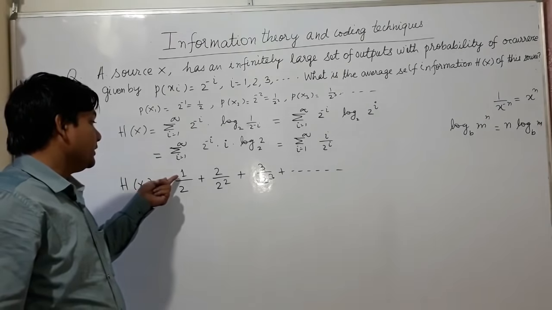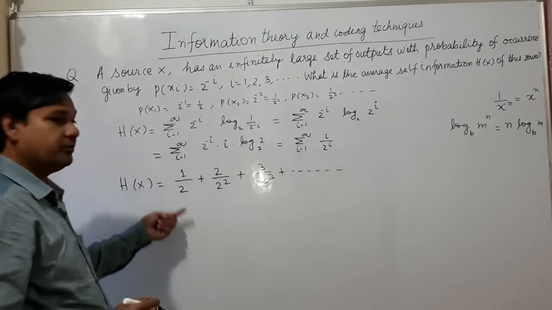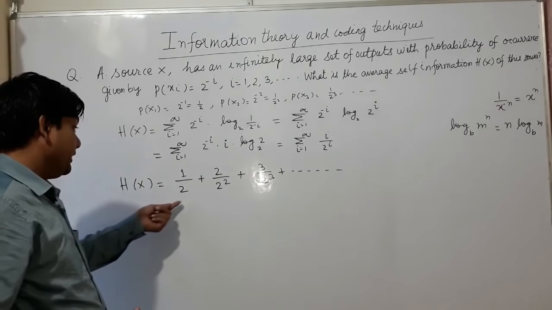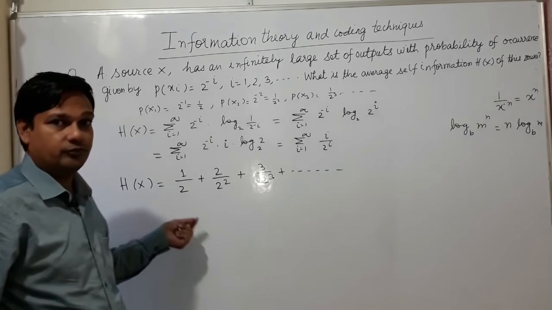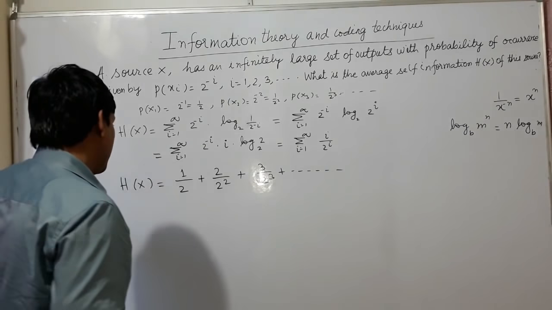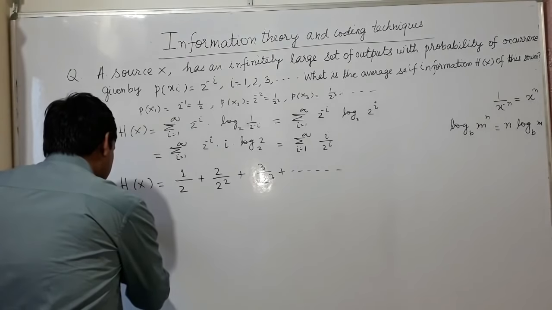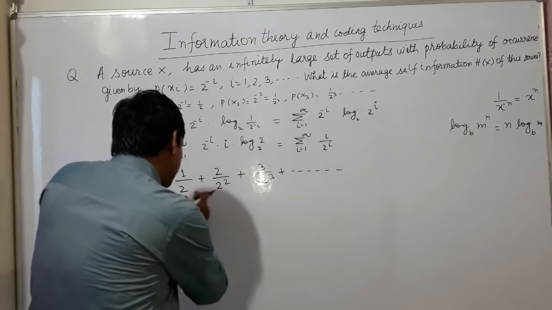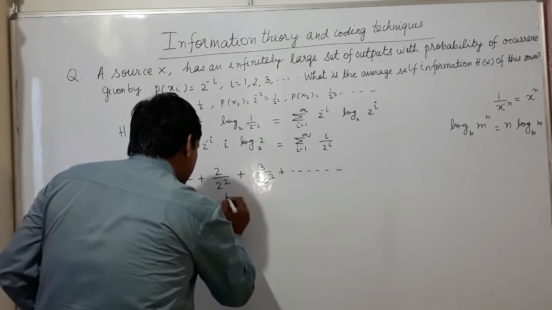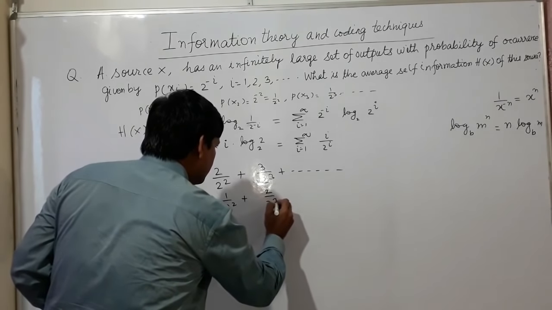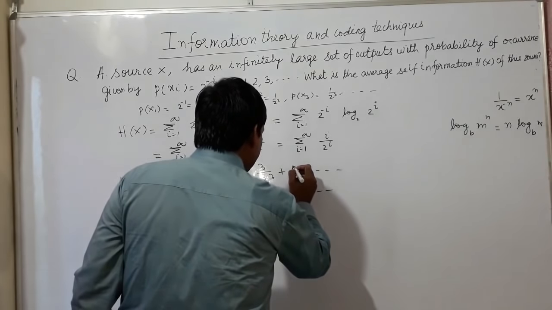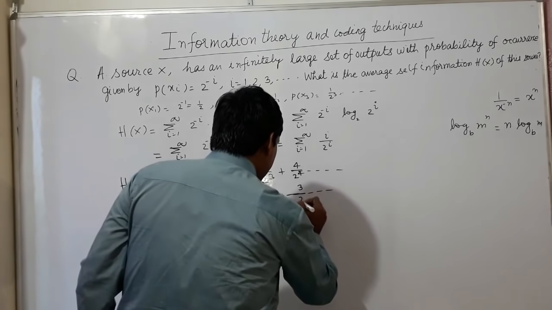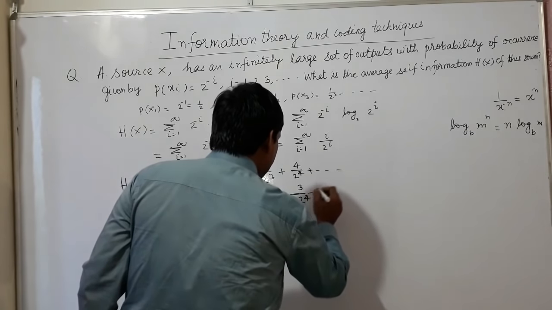It can be easily seen that 1, 2, 3 are in AP, arithmetic progression, and 1 upon 2, 1 upon 2 square, 1 upon 2 cube are in geometric progression, and its common ratio is half. If I multiply this common ratio with H(X), it will be half of H(X). Here it will be 1 by 2 square plus 2 by 2 cube plus, and it will be continued. For example, 3 upon 2 to the power 4, and it will be continued.